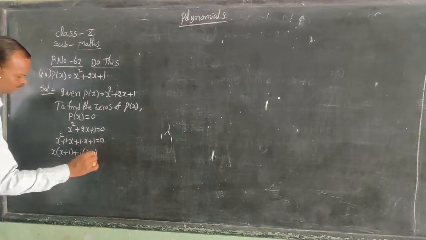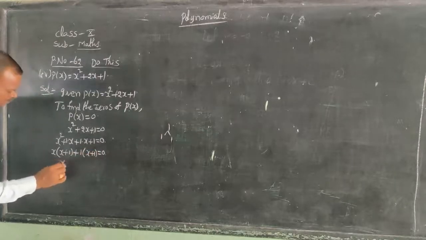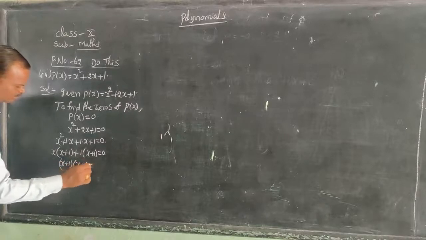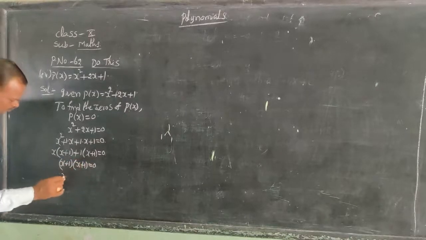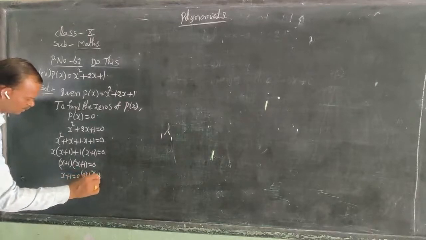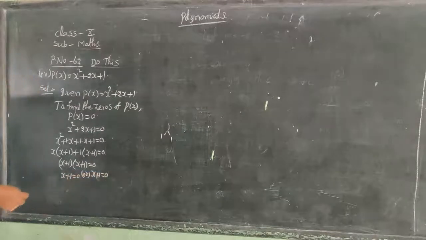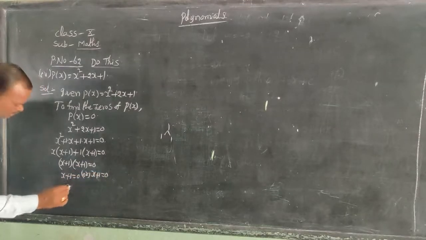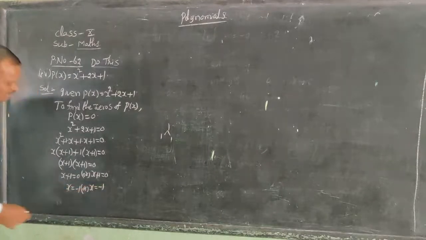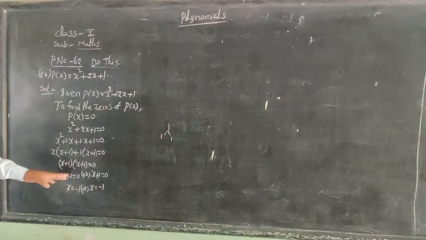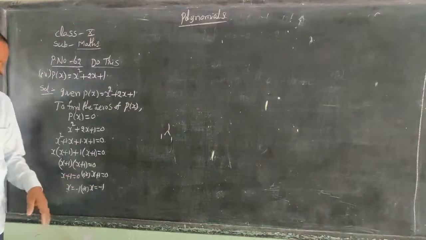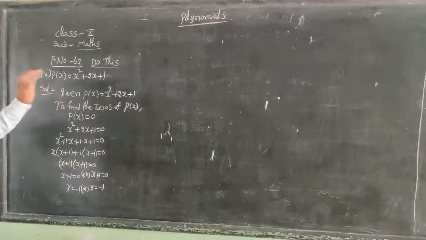x plus 1 is equal to 0. Again the common factor is x plus 1. x plus 1 into x plus 1 is equal to 0. x plus 1 is equal to 0 or x plus 1 is equal to 0. Equating each term with 0, x is equal to minus 1 or x is equal to minus 1. Transposing the plus 1, it is equal to minus 1. These are the zeros of the polynomial.